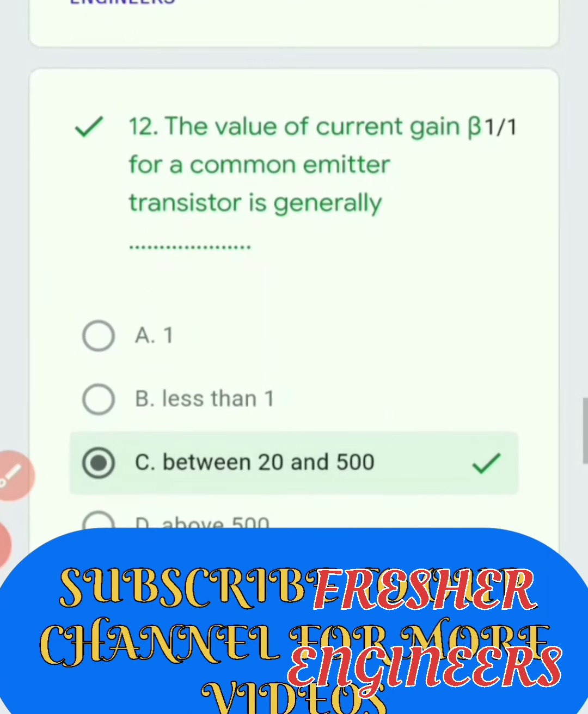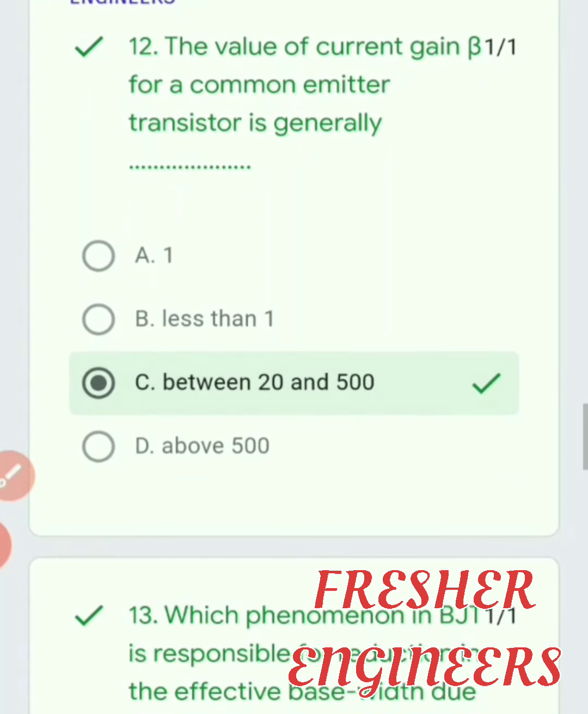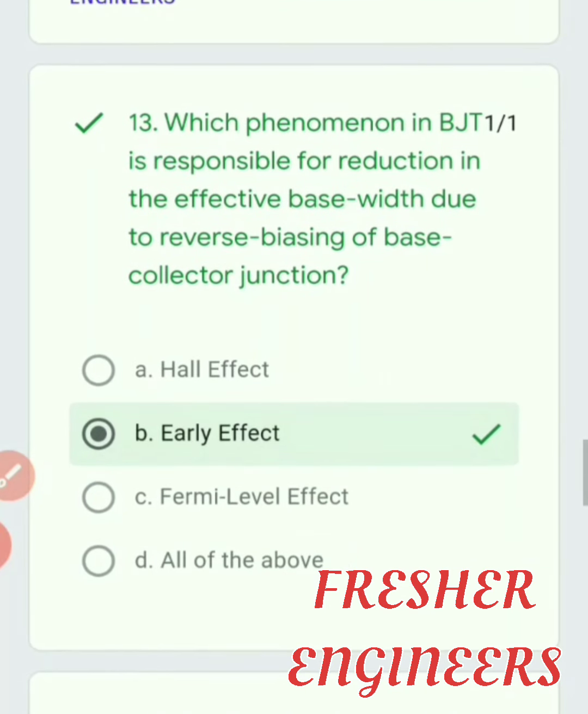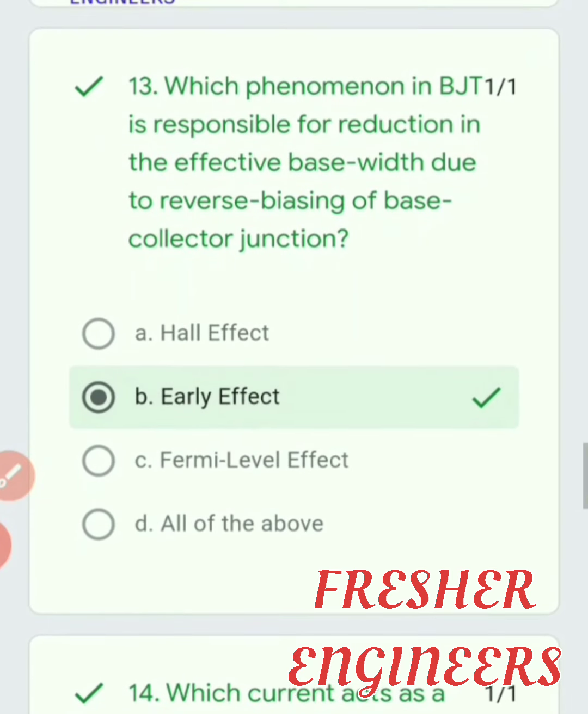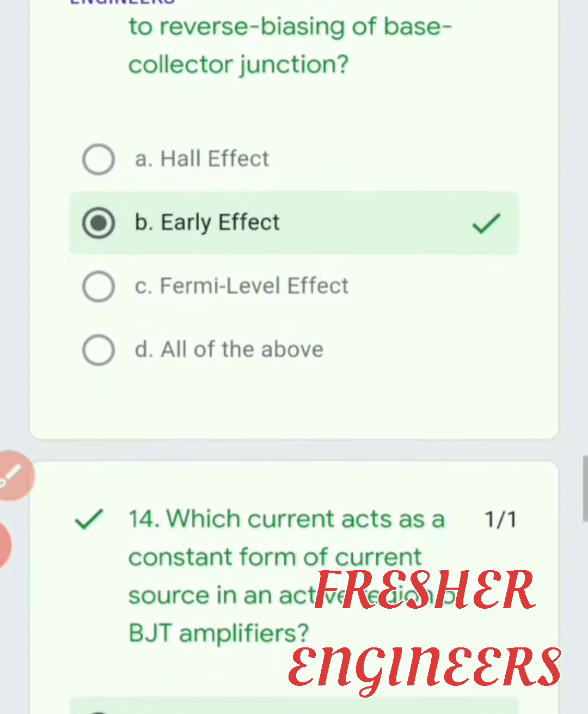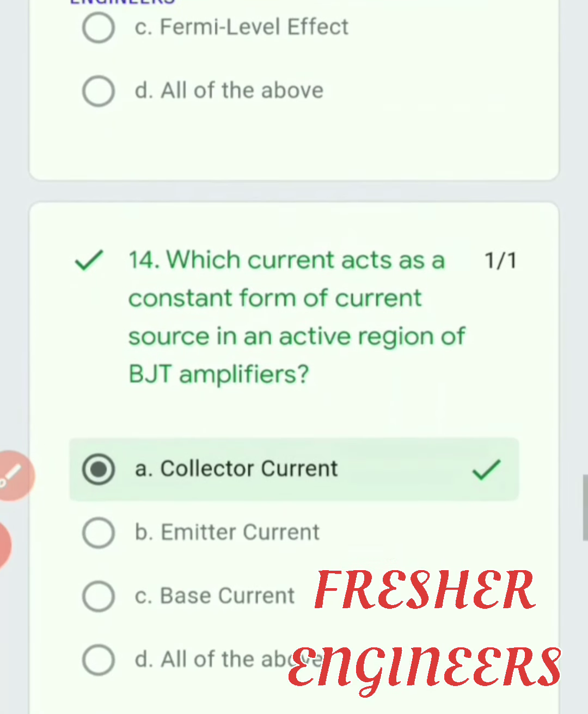The value of current gain beta for a common emitter transistor is generally between 20 and 500. Hence the correct option is C. Which phenomenon in BJT is responsible for reduction in the effective base width due to reverse biasing of base collector junction? That is early effect. Hence the correct option is B.